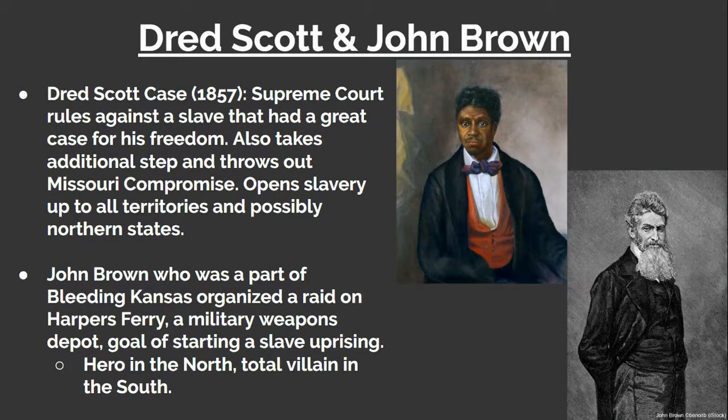Then we get Dred Scott and John Brown. Dred Scott, who I made a video upon earlier, you should check it out. It goes in depth about this fascinating case, considered the worst Supreme Court decision of all time. Dred Scott was a slave who had been taken into free territories, and then in his master's will had said he should be set free, he had a great case for his freedom and his family's freedom. And throughout several years, he goes through the court process, and eventually he gets to the Supreme Court.